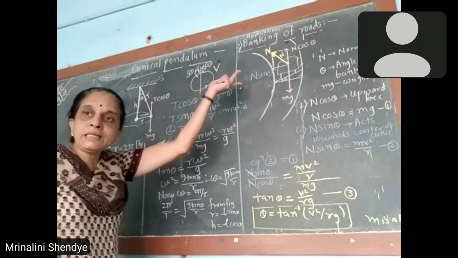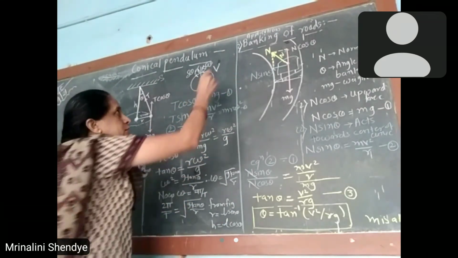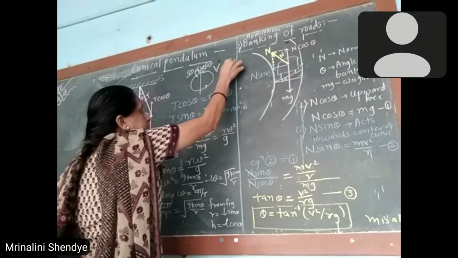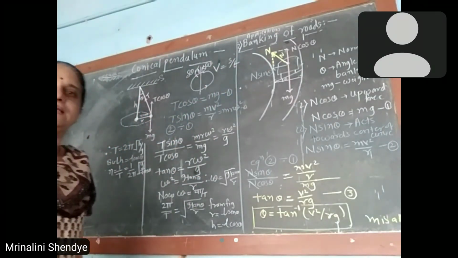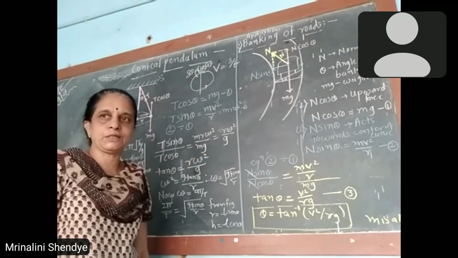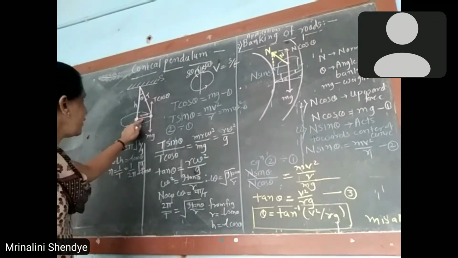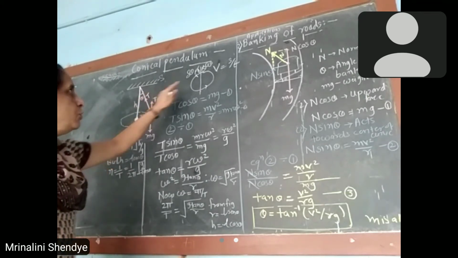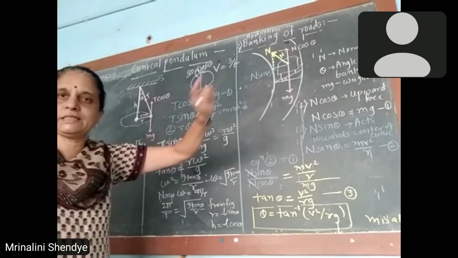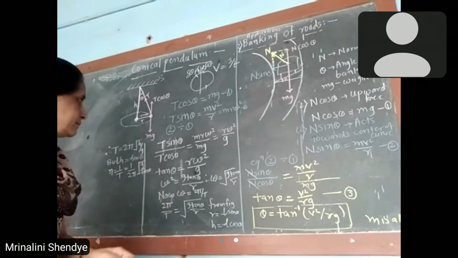What is the meaning of velocity? You have already studied it: it is displacement upon time. When the vehicle is traveling along the path, we can calculate linear velocity. But here we have to find it for this conical pendulum, and I have explained the difference between v and omega.